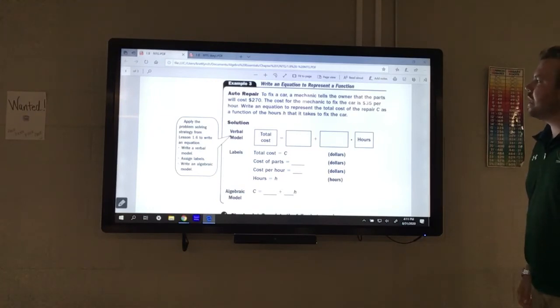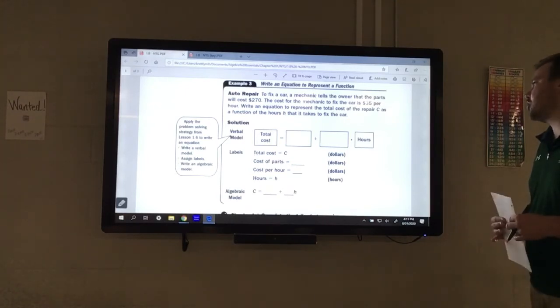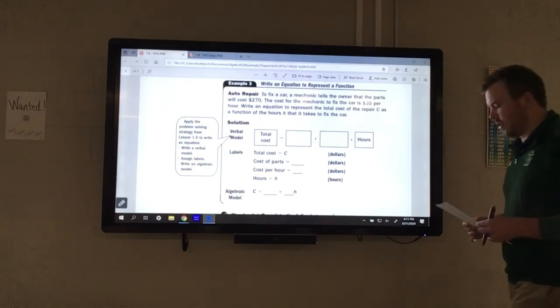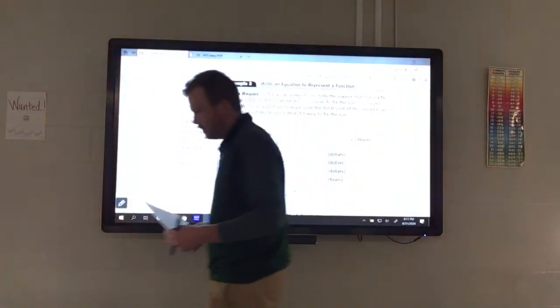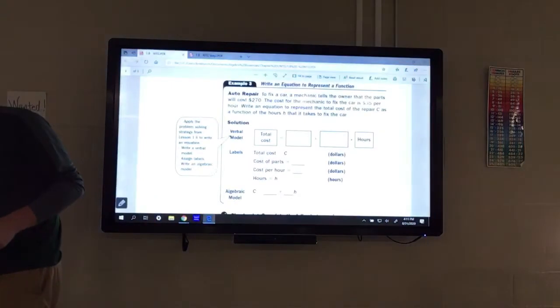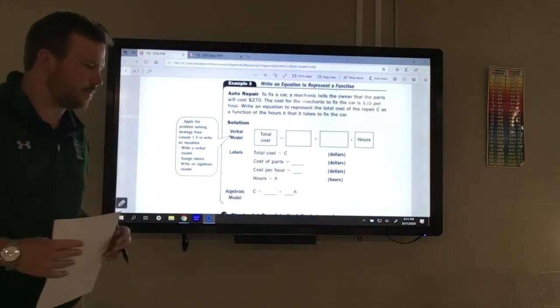The cost for the mechanic to fix the car is $35 per hour. Write an equation to represent the total cost of the repair C as a function of the hours H it takes to fix the car. So let's make sense of this a little bit. You have your car, something goes wrong, you need to get it fixed.